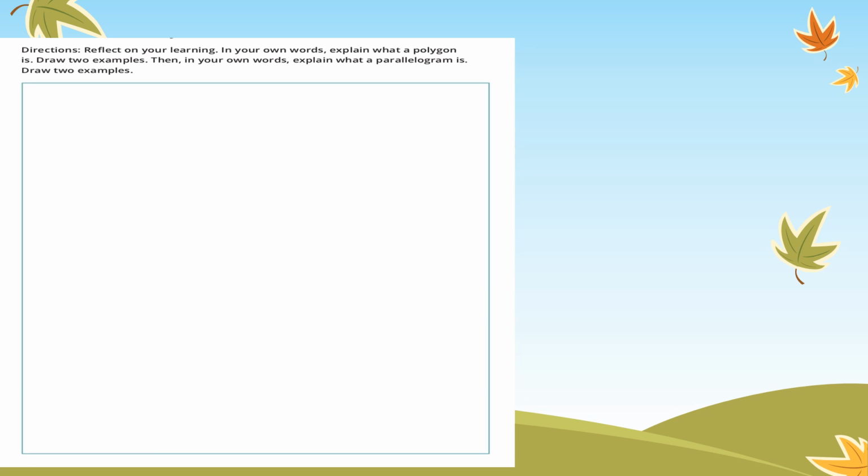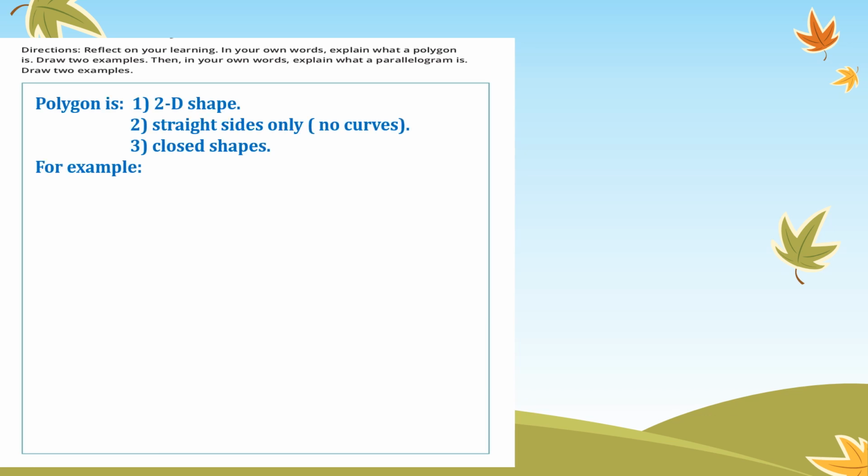Now our math journal. Reflect on your learning. In your own words, explain a polygon. We have polygon, which is a 2D shape with straight sides only, which means no curves included, and closed shapes. For example, we have here rectangle and square. Both of them are polygons.